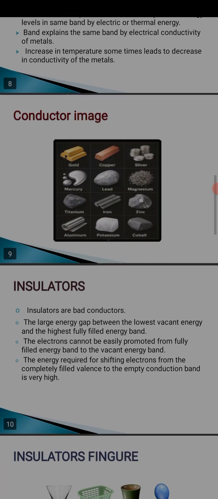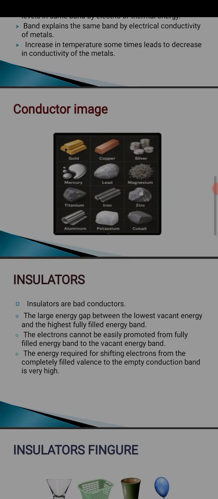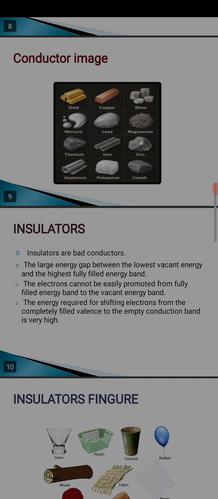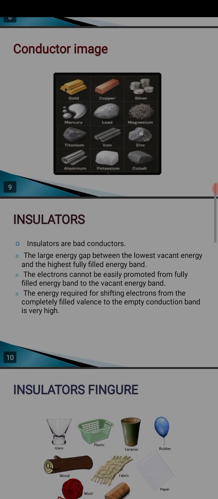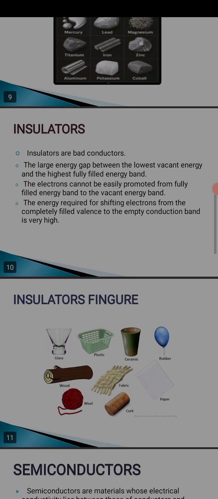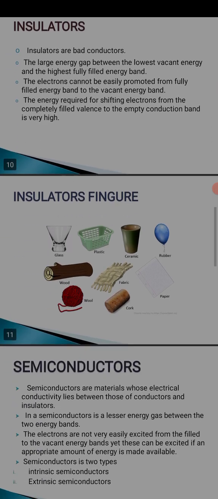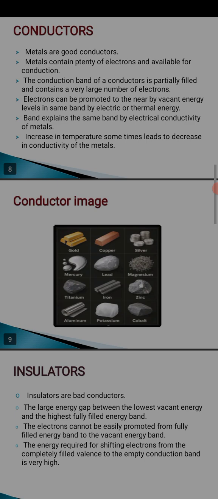Insulators. Insulators are bad conductors. There is a large energy gap between the lowest vacant energy band and the highest fully filled energy band. The electrons cannot be easily promoted from the fully filled energy band to the vacant energy band. The energy required for shifting electrons from the completely filled valency band to the empty conduction band is very high. This is the insulator's figure. This is the conductor's image.